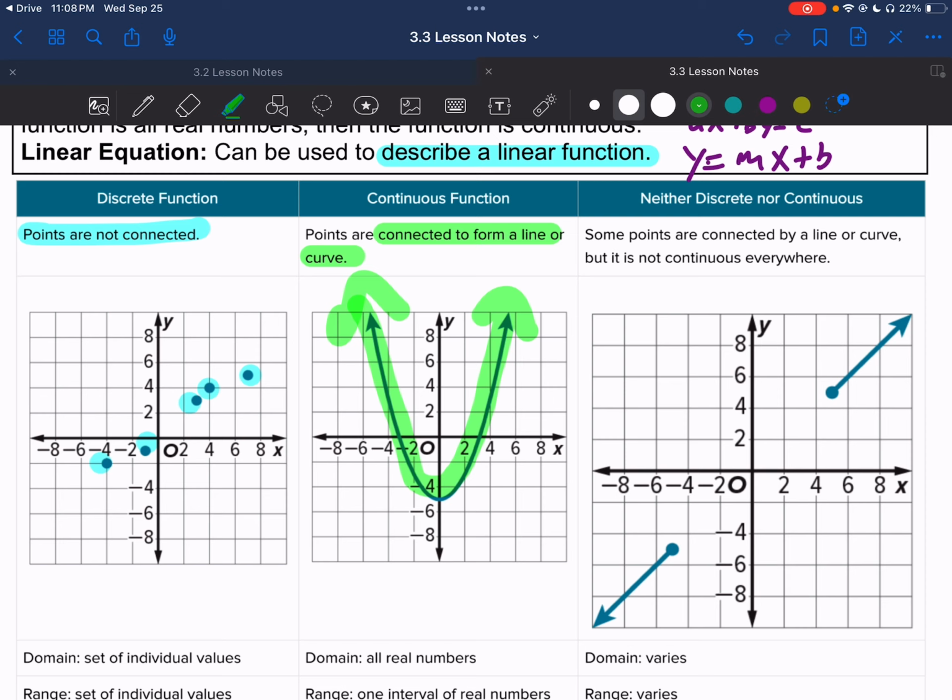And our third one, which is neither discrete nor continuous. Sometimes you have different things going on and it's not consistent. So some points are connected by a line or curve, but it's not continuous everywhere. And we see there's this big break in between these two line segments.